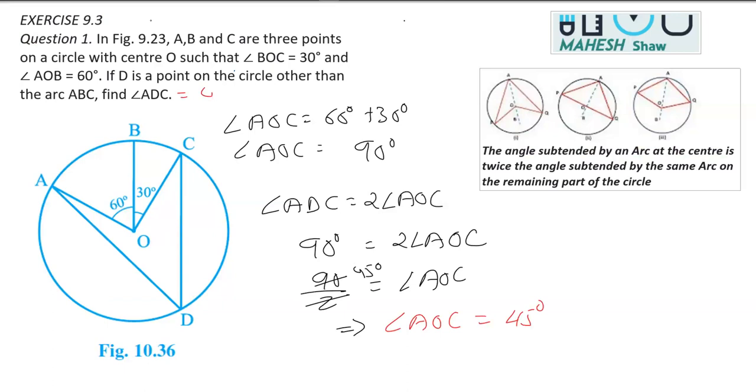This is what we need to calculate. This is important that you must write down the reason. Whenever you are using this property, you may write this whole thing, or you may write simply the alternate segment.